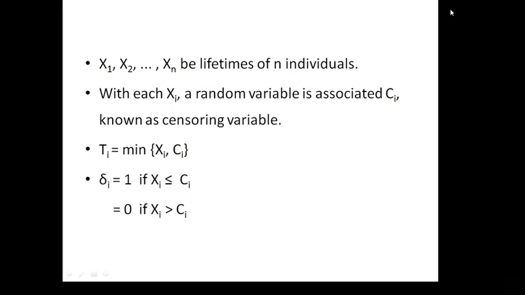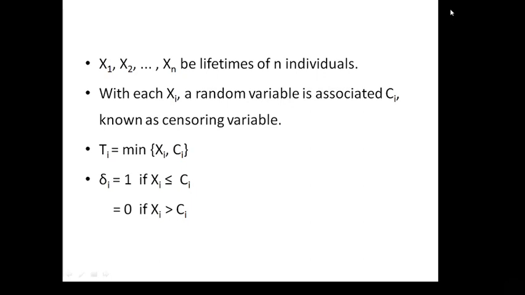So with each xi, we are assigning a random variable ci. It will be known as censoring variable. And now what we will be observing will be ti. We will not be observing xi directly. We will be observing ti, which will be minimum of xi or ci. So xi is the actual lifetime. Before observing actual lifetime, if ci is the censoring variable that is less than xi, then we will be observing ci as the observation on that particular ith individual. If ci falls beyond xi, then we can have complete observation on xi.